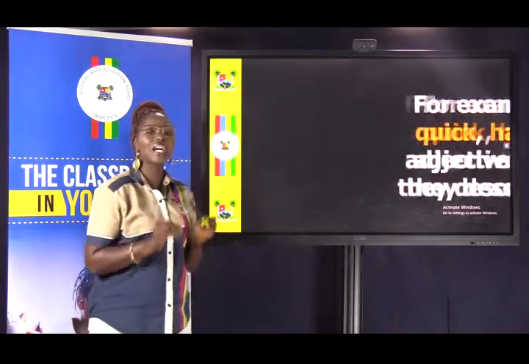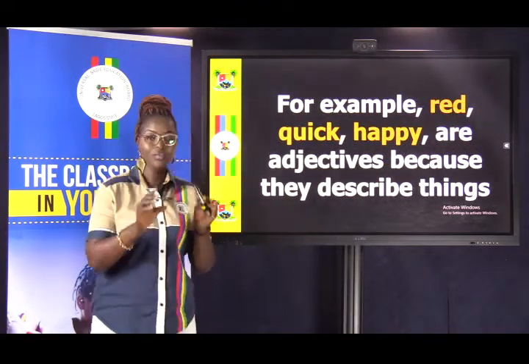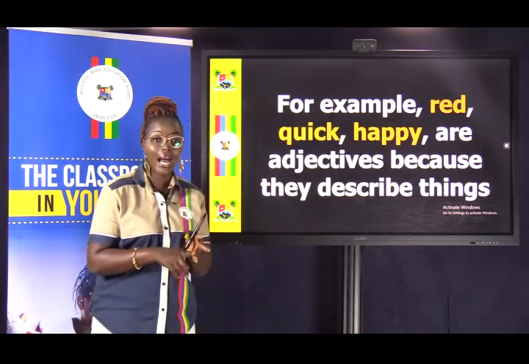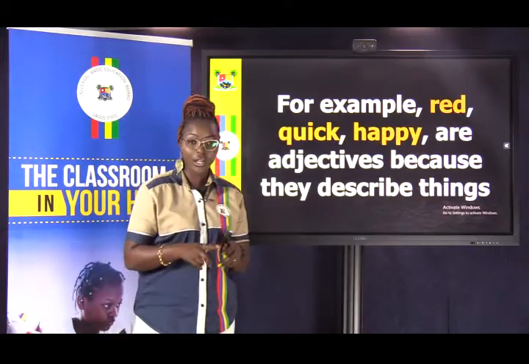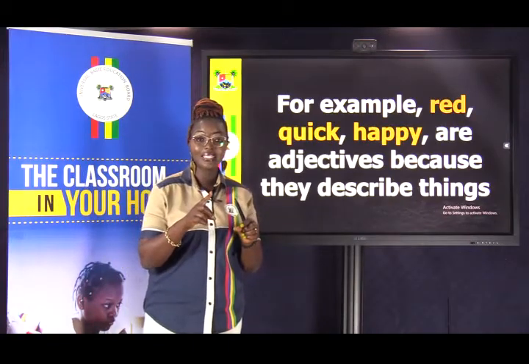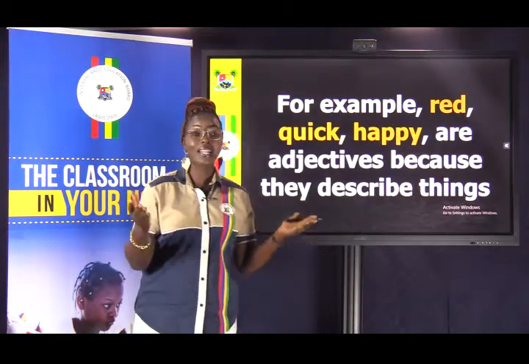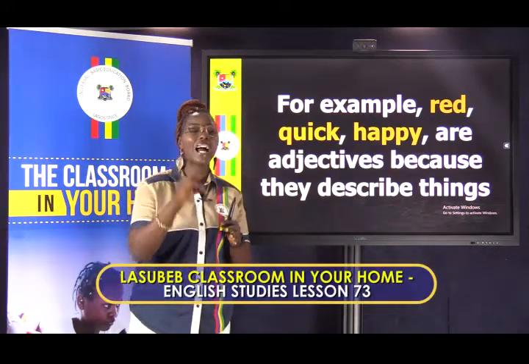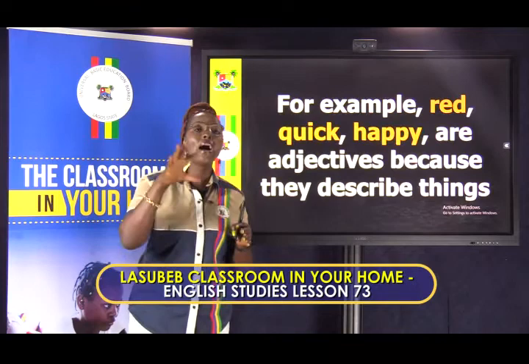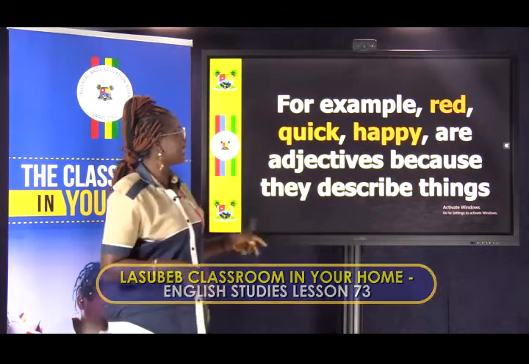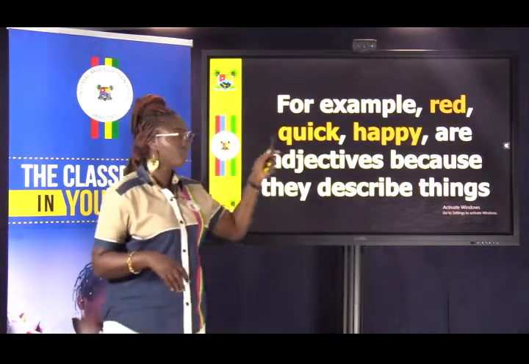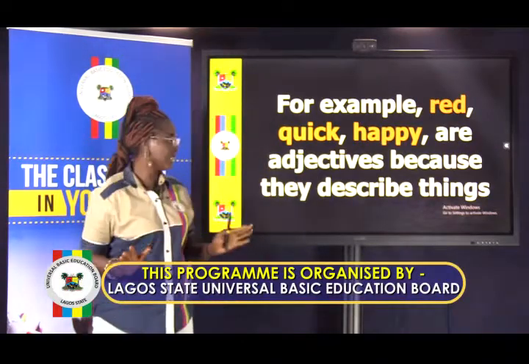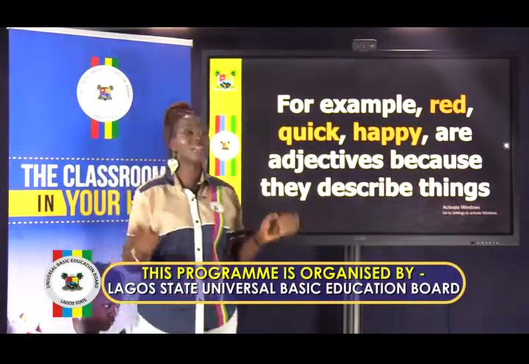Now, adjectives tell us more about that noun. Names like Shola, Bola, Lagos, right? Dog, they are all what? They are all nouns. Her, she, they are what? Pronouns. Now, adjectives tell us more about them. For example, red, quick, happy. They are adjectives because they describe things.